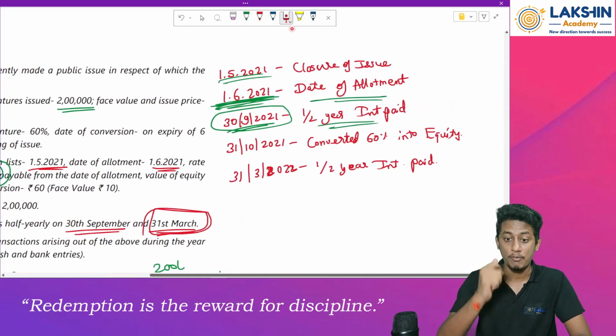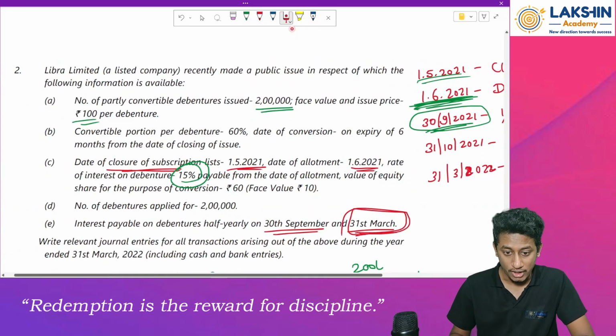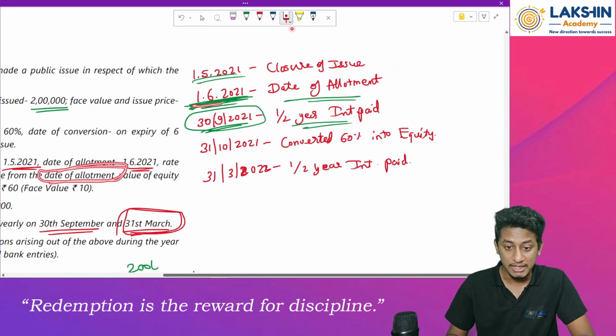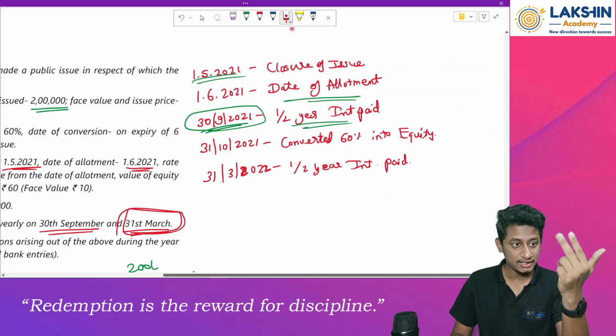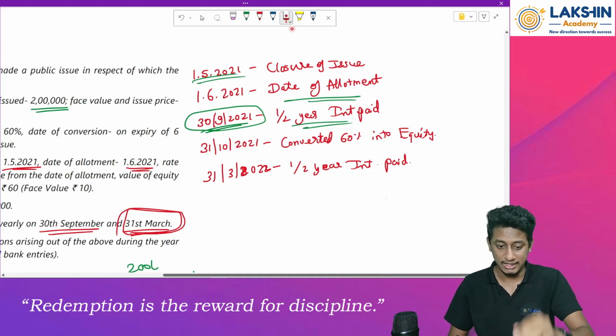Now comes the question, for how many months? Interest has to be paid from the date of allotment. When was the allotment done? On 1/6/2021. So 6, 7, 8, 9, which means for 4 months only I need to pay the interest.